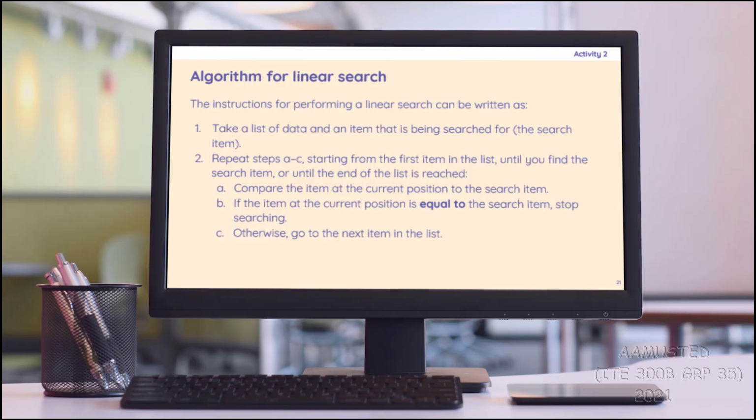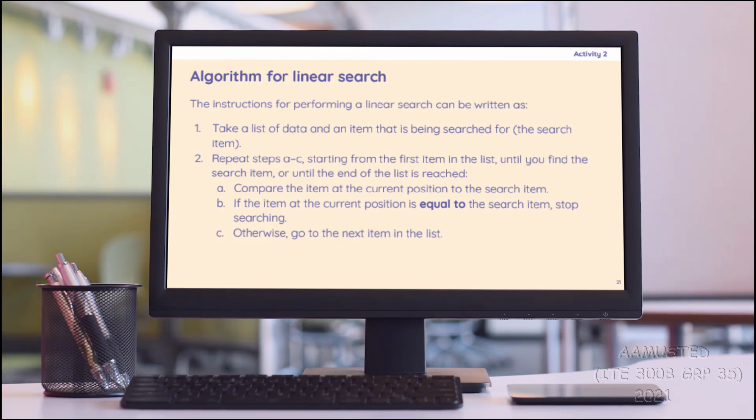Now, the next step is to repeat the steps below, A, B, and C. And in doing so, we start from the first item in the list and you look, is it equal to the item we are looking for? No. If it is not equal to it, then we move on to the next item. Then we move on to B. If the item at the current position isn't equal, we continue.